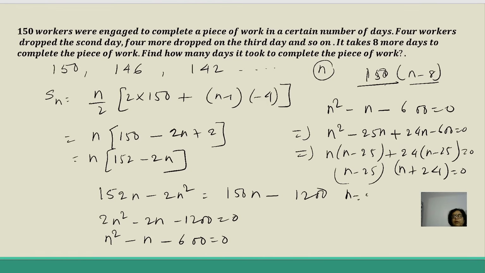Now obviously n will be equal to 25 days. n is equal to negative 24 cannot be accepted. Number of days can't be negative over here. So this sum can also be worked out by assuming that initially the 150 workers, when they are working together, take n days, and here it can be taken as n plus 8 days. That way also it can be solved.